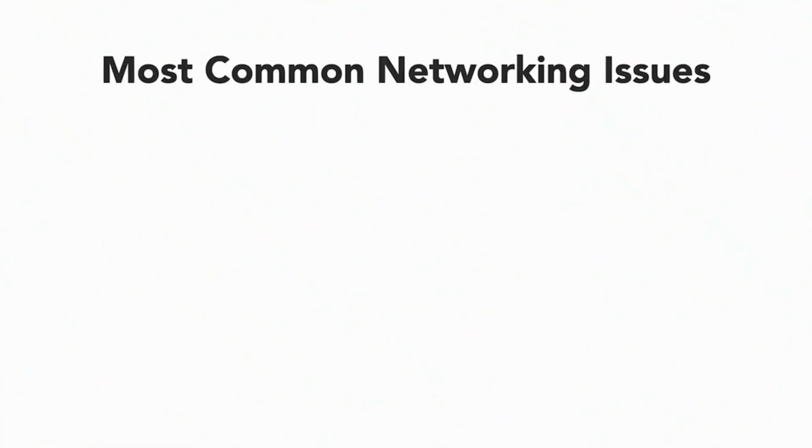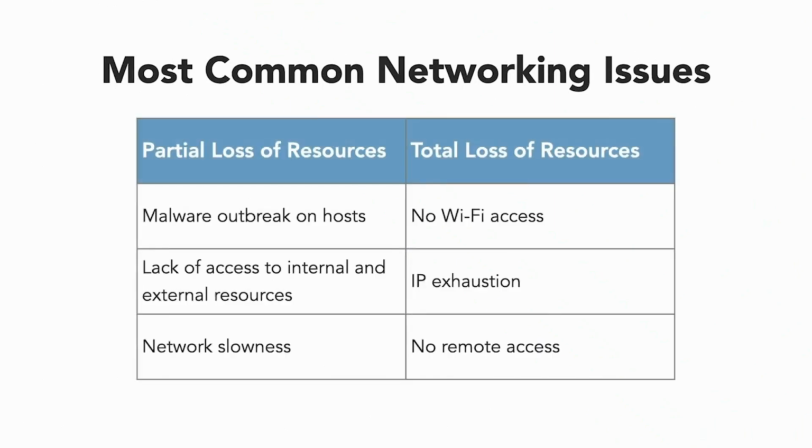So what are the most common networking issues? Here are 6 very common networking issues that happen in pretty much every networking environment. The first would be a malware outbreak on hosts. Network viruses can completely disable a computer network. So this really should be the first and most important issue that we should take a look at.